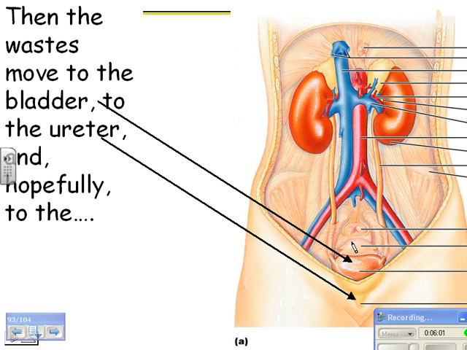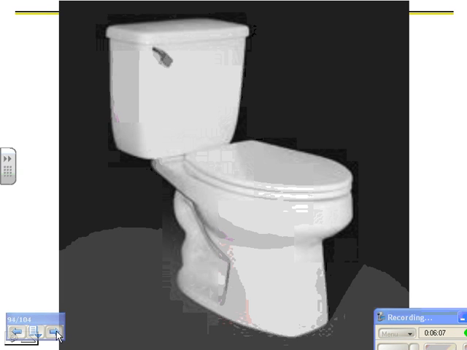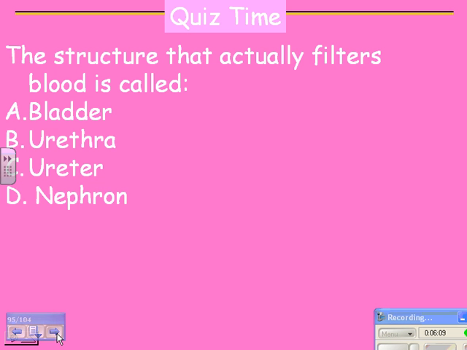So then the wastes move to the bladder. They stay in the bladder until you can feel that there's enough in there, and then you pee them out, hopefully to the toilet. Yay! So the structure that actually filters the blood is called the nephron.